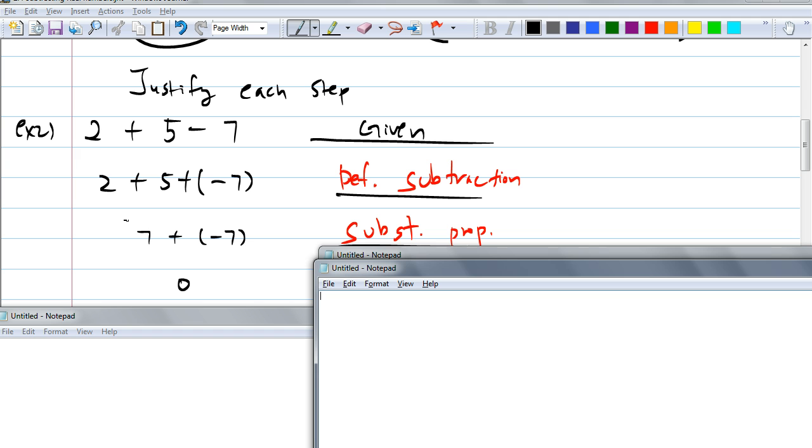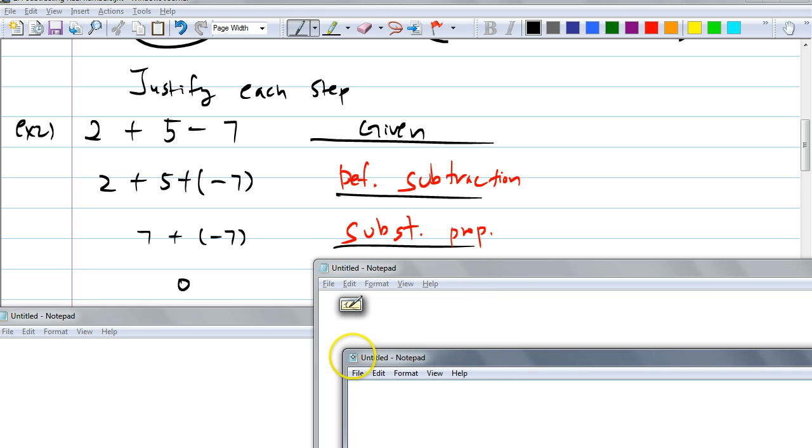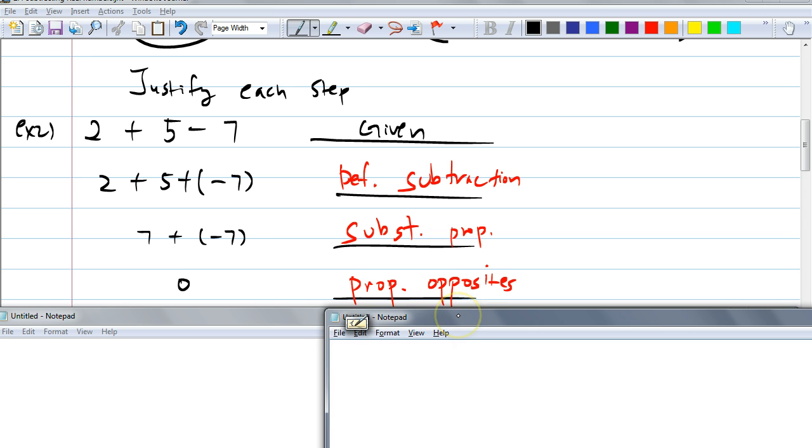Okay. Lastly, what is then 7 plus negative 7? Should we write substitution here? Not really. I know that it is sort of a substitution, but this has a special name. Patty, what did you write? When you add the opposite, you get 0. It's called the property of opposite. Exactly. So property of opposite is the answer.